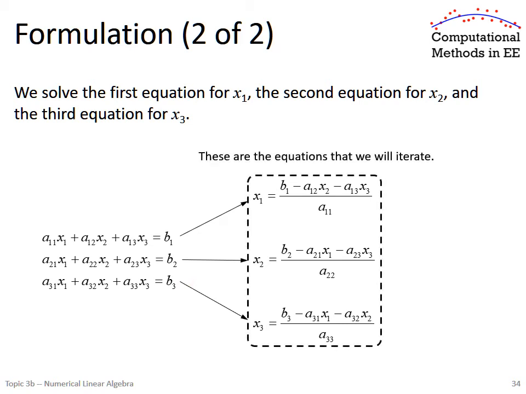It turns out these are the equations that we will iterate. We'll have some initial guess for x1, x2, x3, and then we'll use these 3 equations to calculate our next version, or hopefully improved version, of x1, x2, x3. And we keep doing this over and over and over. And what we'll see is that the changes from iteration to iteration will get smaller and smaller, and we iterate until that is sufficiently small.